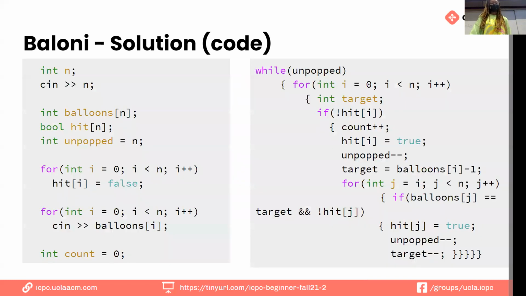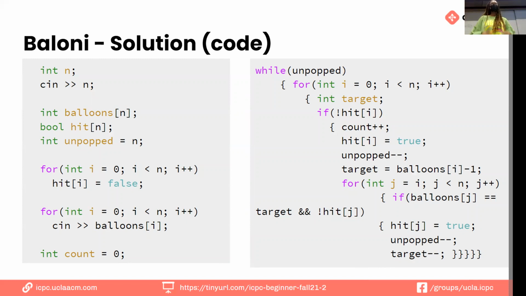Right. And so here is code for this, which is just, you have an array for balloons and a Boolean to say whether or not it's been hit, and an integer to keep track of the amount of unpopped balloons. So you just go through and initialize that they all have not been hit yet to start, which is this first for loop right here. And then you take in all the balloons, and set the count to 0. So the whole left side here is just initialization.